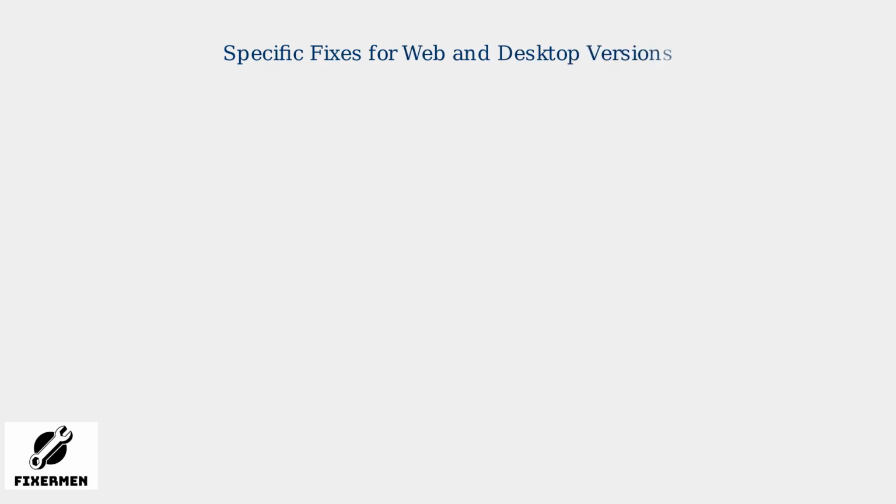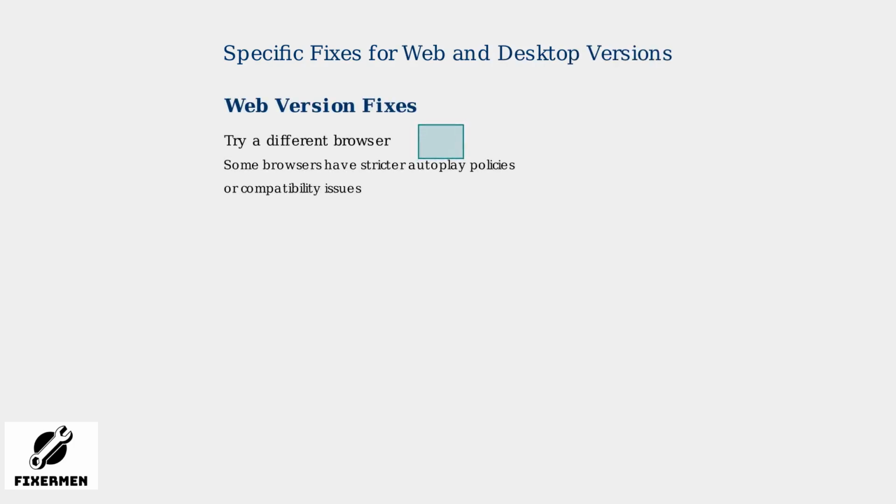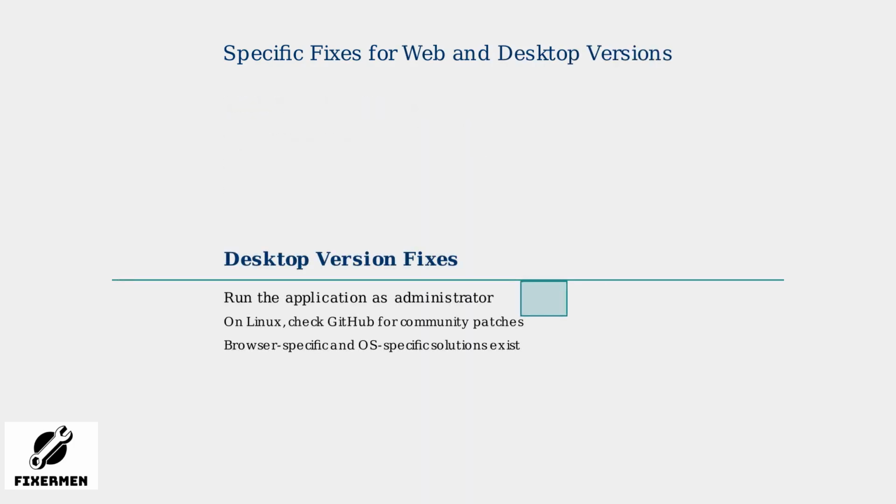The troubleshooting steps differ slightly between web and desktop versions. For the web version, try a different browser. Some browsers have stricter autoplay policies or compatibility issues. For the desktop version, try running the application as administrator. On Linux, community-driven patches might be available. Check GitHub for potential fixes. Browser-specific and OS-specific solutions often exist.